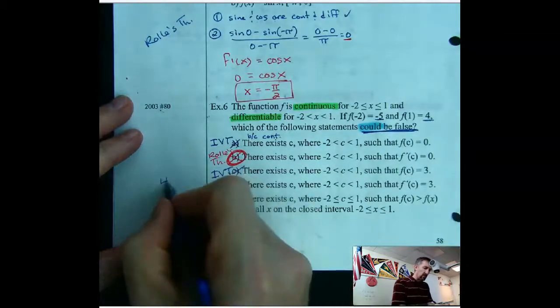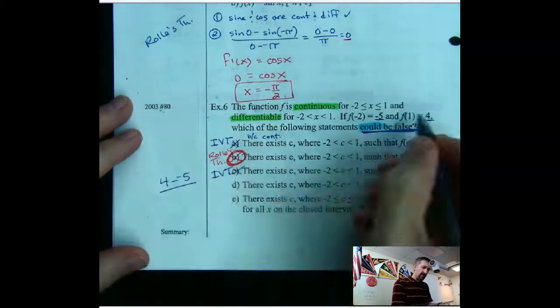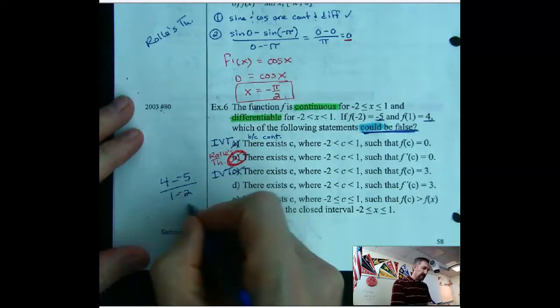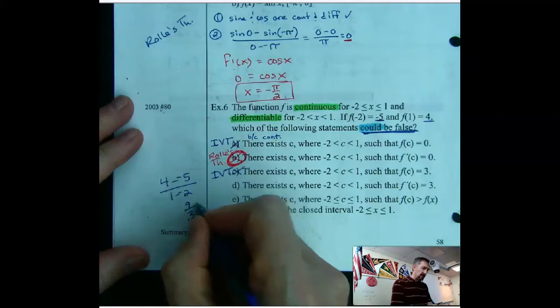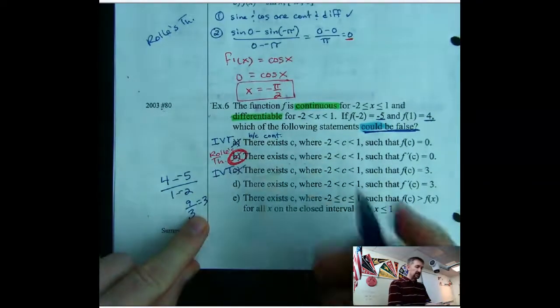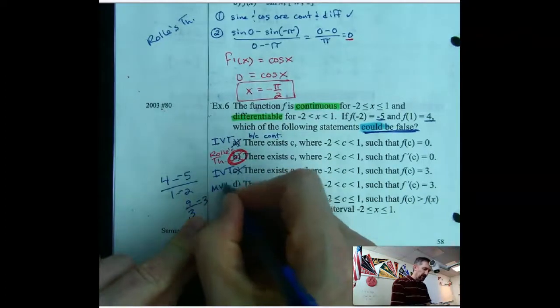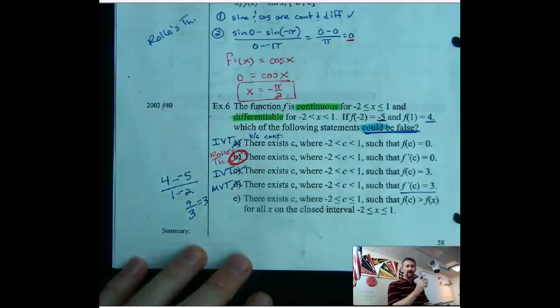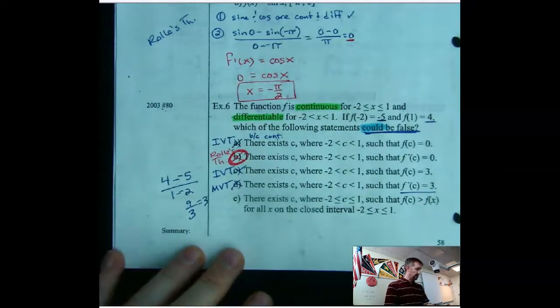So that's going to be 4 minus negative 5 over 1 minus negative 2. So that's going to be 9 over 3, which is 3. So that's the slope between the endpoints. So that's the mean value theorem. So yeah, that's true. Somewhere the derivative has to equal 3 because the original slope is 3.